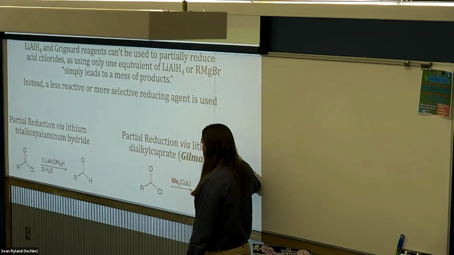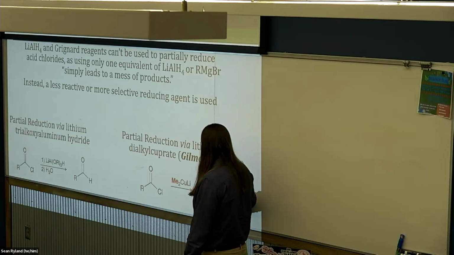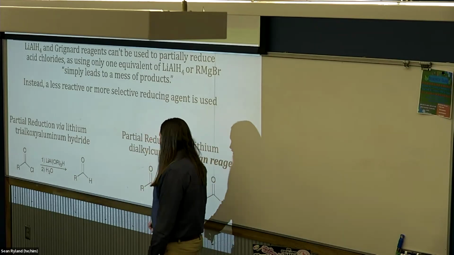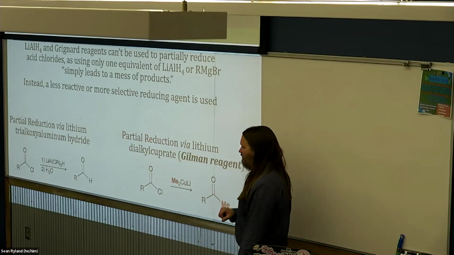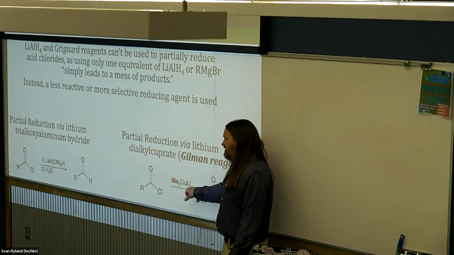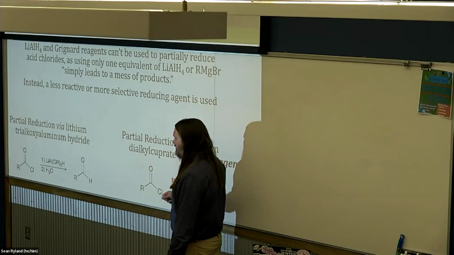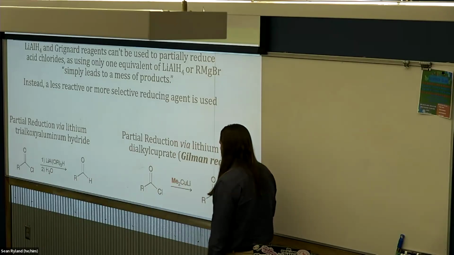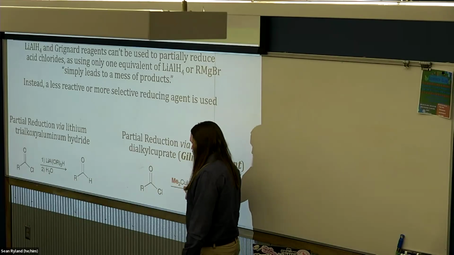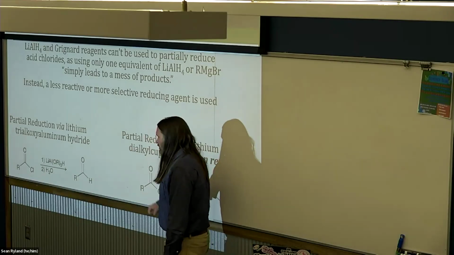Similarly, if we want to do a partial reduction where we add a carbon in order to get us to a ketone, which then we can finish reducing to a secondary alcohol, we have to use what's called a Gilman reagent. A Gilman reagent looks just like a Grignard reagent, except instead of magnesium, it uses copper. If you have an R group attached to a copper, that will let you add one carbon, but not two.